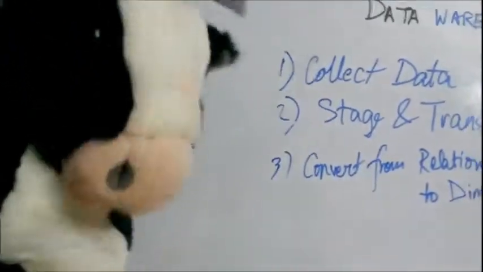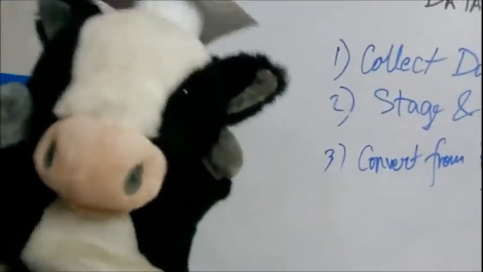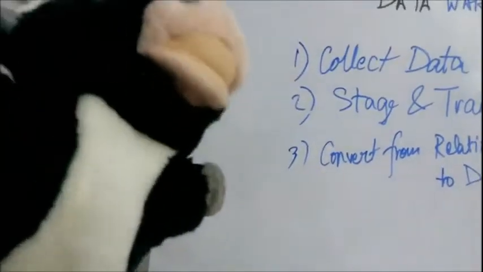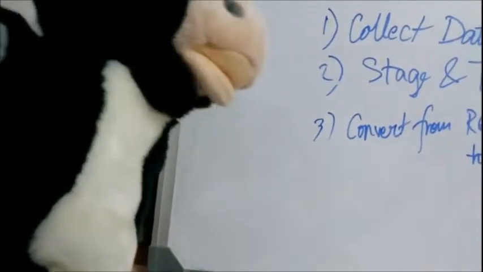Then we convert the data from the relational model to the dimensional model. Now the relational model is what we use for all our regular databases, which connects all our data in terms of how they are related. But as data gets larger and larger, the relational model becomes more cumbersome and it's not that good anymore. So we change it to the dimensional model, which is we divide all our data into facts and dimensions.